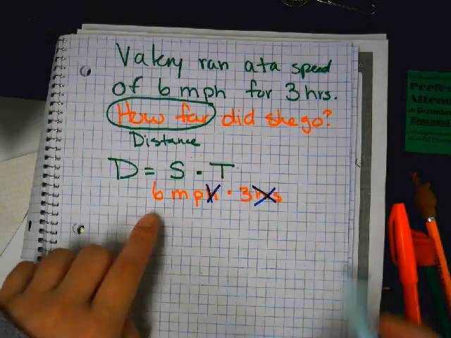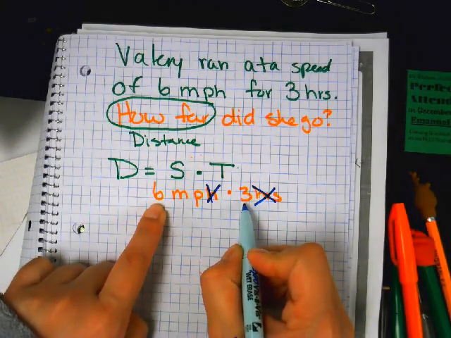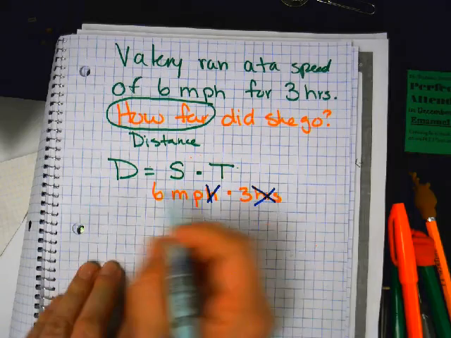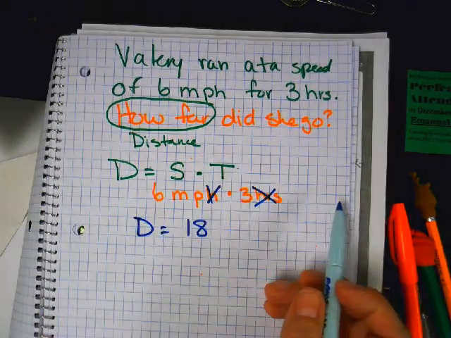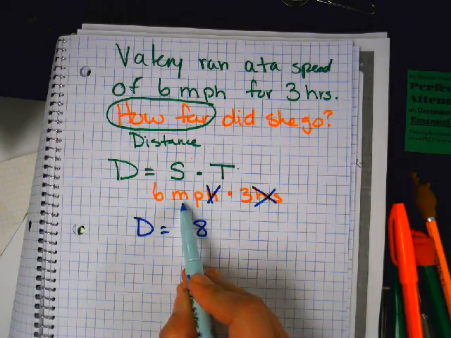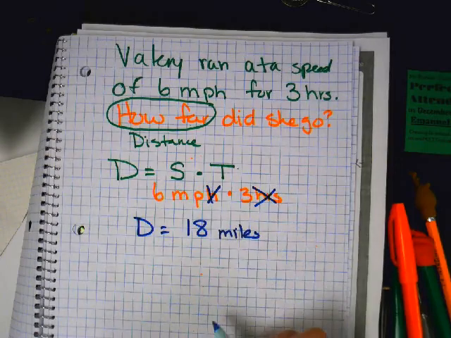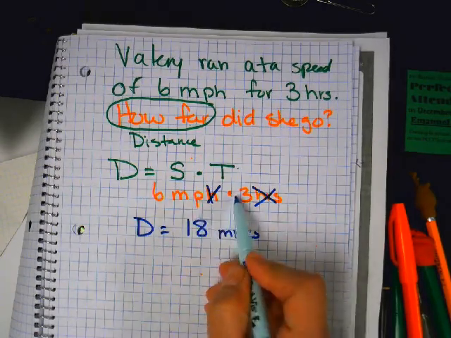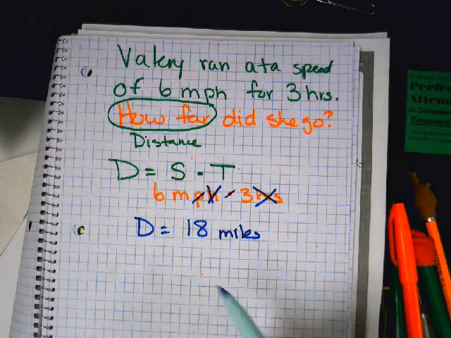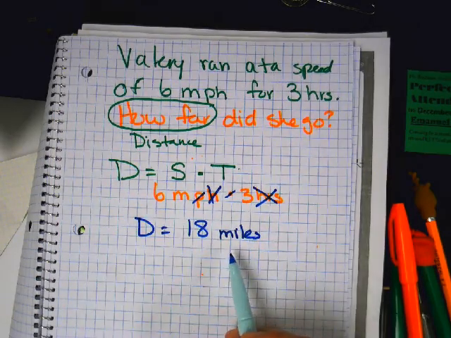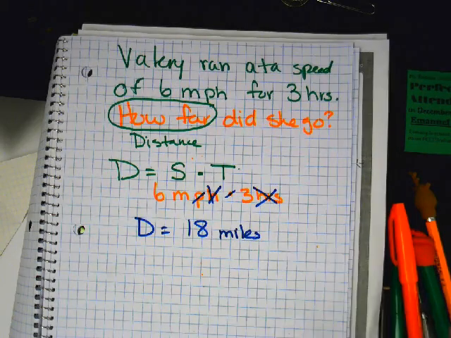So what is 6 times 3? 18. Now, what words did not repeat? Miles. M stands for miles. The per gets eliminated with the multiplication sign. So, our distance, she traveled a total distance of 18 miles. It's a lot.